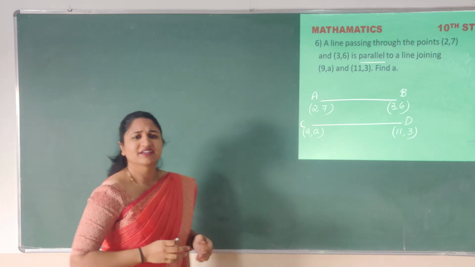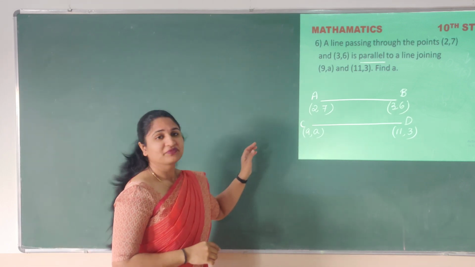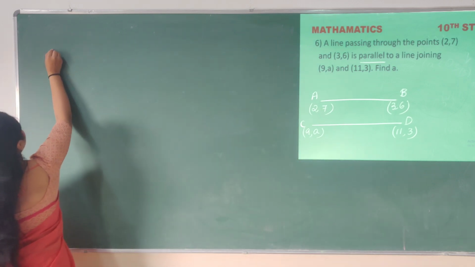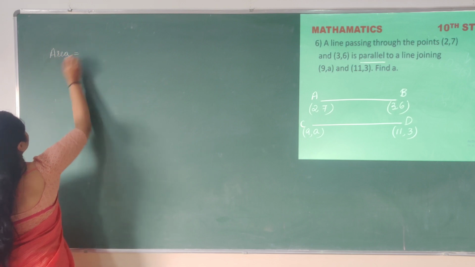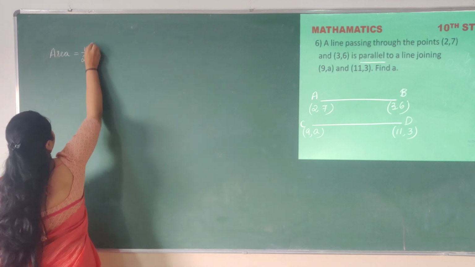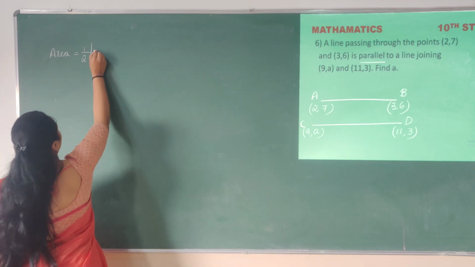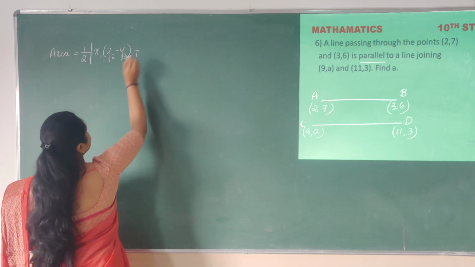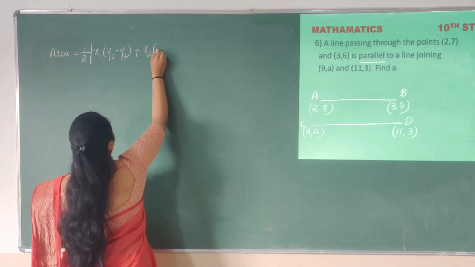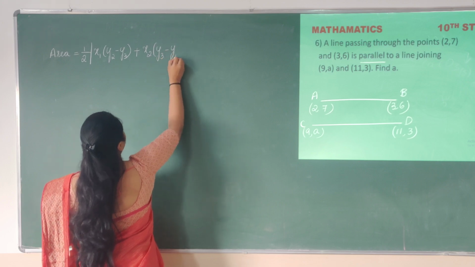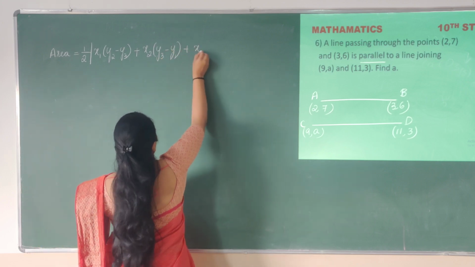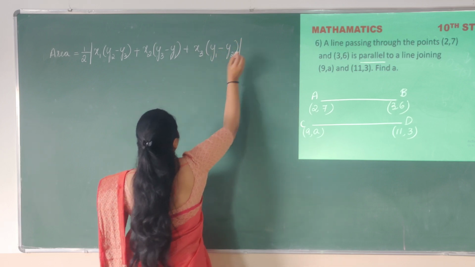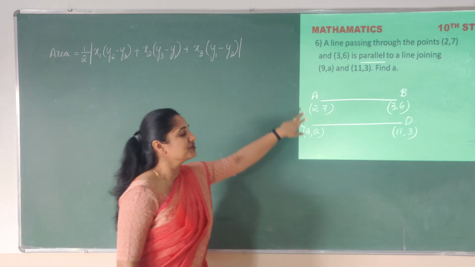From coordinate geometry, I guess we know the formula to find the area of a triangle if three coordinates are given. The formula is: area equals half into the modulus of x1(y2 minus y3) plus x2(y3 minus y1) plus x3(y1 minus y2). We'll have to use this formula in order to find the equation of both the lines.